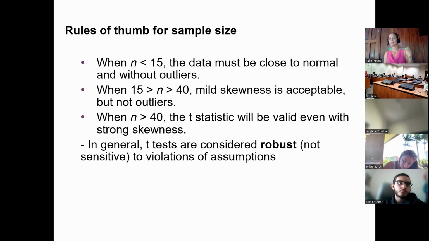When you have 15 to 40 observations, you've measured 15 to 40 students, some skewness is acceptable, but no extreme outliers. That's going to mess up the data. When your number of observations is greater than 40, some people say 30, of course, these are rules of thumb. Stats people probably will argue about this. The test statistic will usually be valid, even with strong skewness. All right, so the t-test is robust to some violation of the assumption of normality.